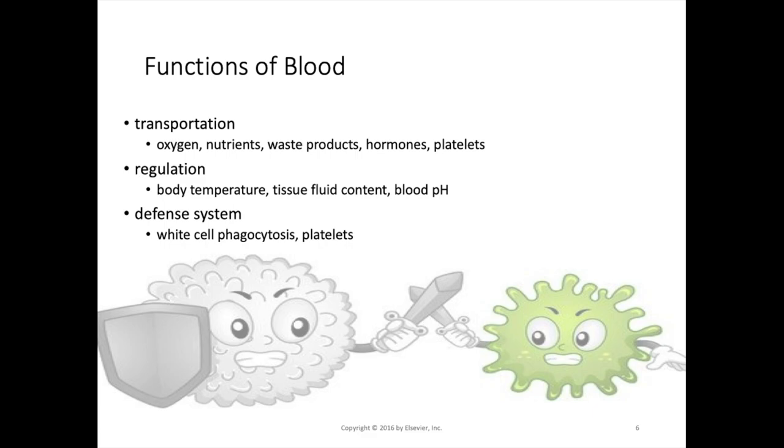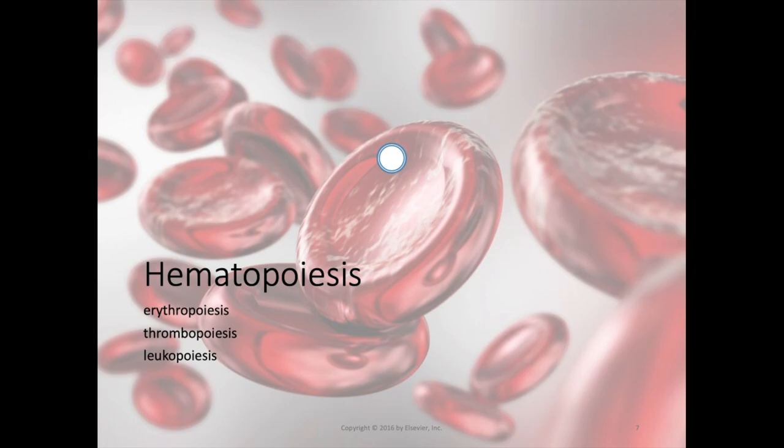Functions of the blood, we have transportation of oxygen, nutrients, waste products, hormones, and platelets. Regulation of body temperature, regulation of tissue fluid control, and blood pH. It's a huge defense system with white cell phagocytosis and platelets to help seal the body off. Hematopoiesis, we'll talk about, that's the creation of blood cells. We have erythropoiesis, thrombopoiesis, and leukopoiesis.